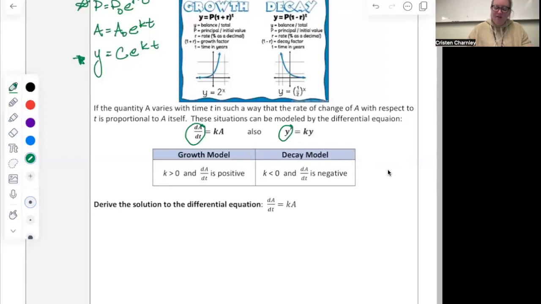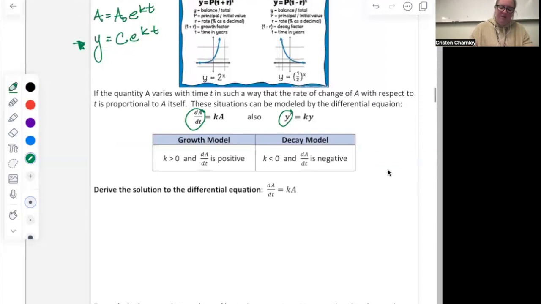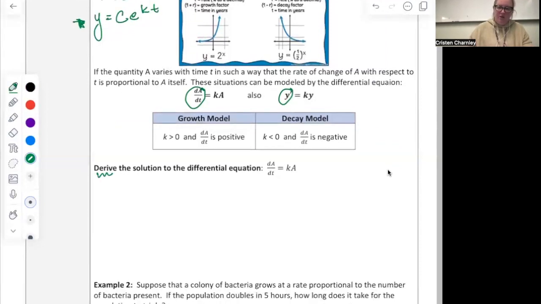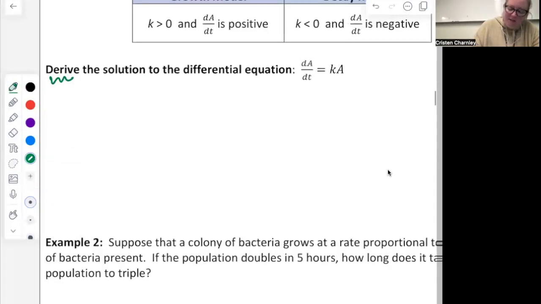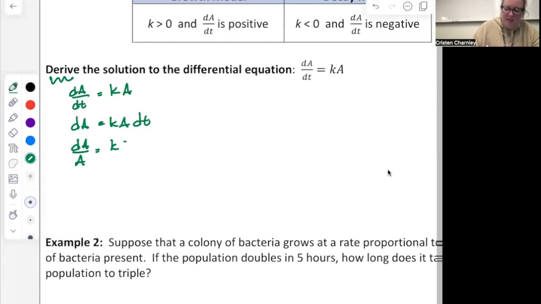So we're going to derive the solution to the differential equation. This means I'm going to show you once, and then you're just going to use the solution. So we have, let me make this a little bigger, dA over dt is equal to KA. This is a separable differential equation, a skill that we just had in the first example. We're going to use it here. So I'm going to multiply both sides by dt. Then I'm going to divide by A to the left-hand side. I want A's on the left and T's on the right.